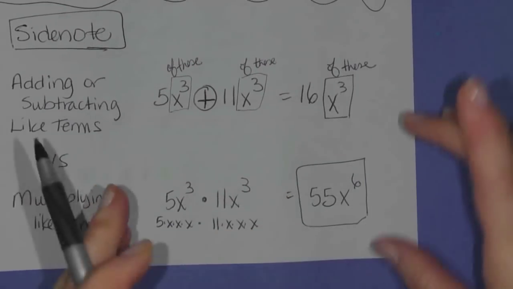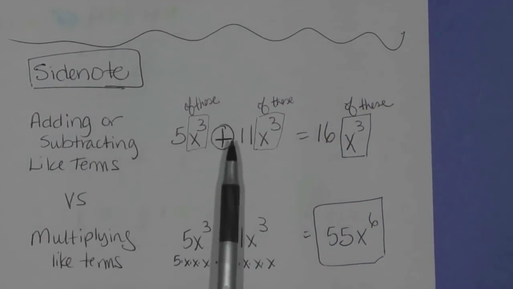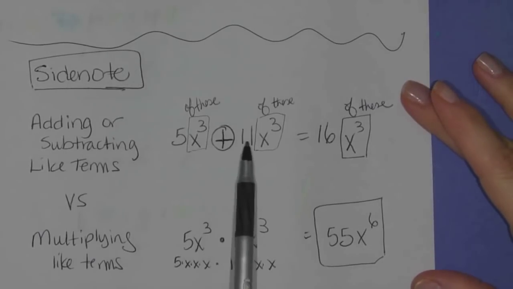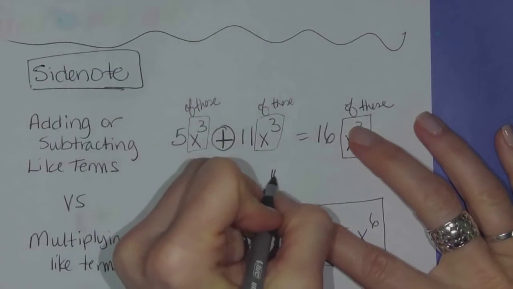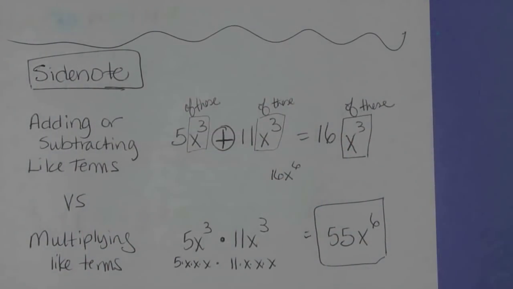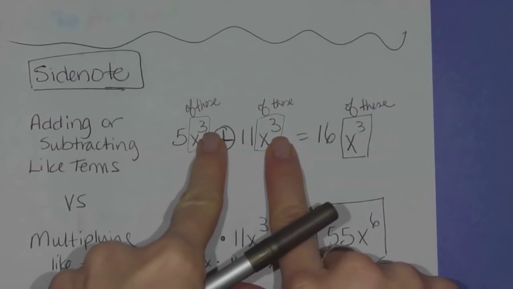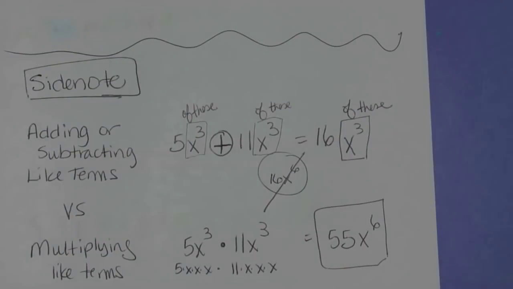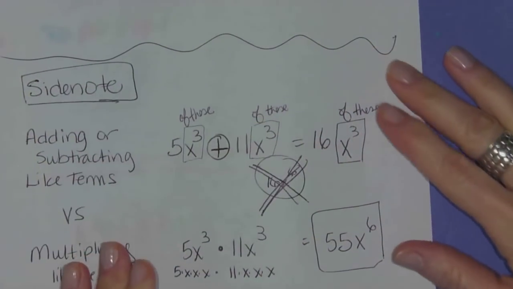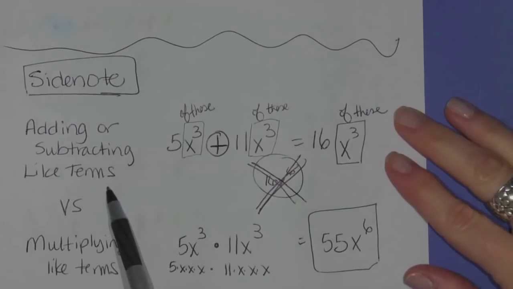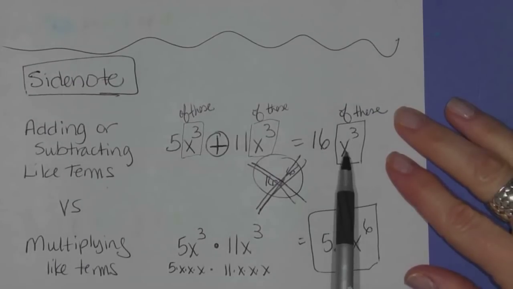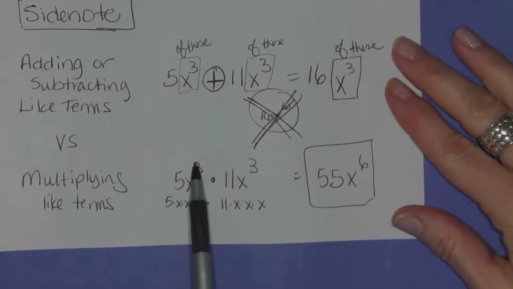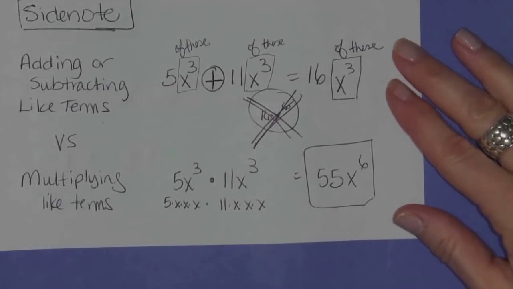Here's what I've seen. So why am I bringing this up? I have seen people accidentally say that 5x to the third plus 11x to the third is 16x to the 6th. Like they'll add the 5 and the 11 and then they'll add those exponents like they do down here. That's a big fat no. No, no, no. You got to keep this straight. So when you add or subtract, keep the variable and its exponent the same. When you multiply, that's when you add up and tally up all the x's.